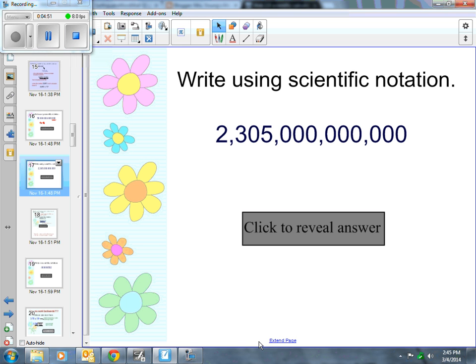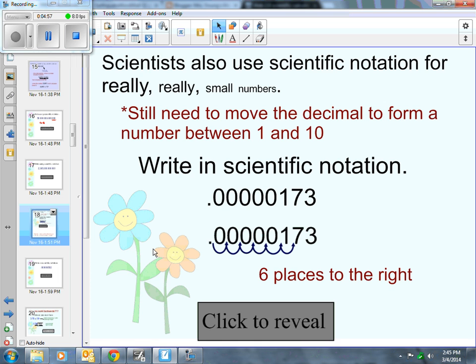All right. Now, scientific notation isn't just used to write really, really big numbers. It's also used to write really, really small numbers. So you still have to move the decimal to form a number between 1 and 10. That does not change. But in this case, instead of moving to the left, we're now moving to the right. And in order to tell us which way we're moving, we have to use a negative exponent.